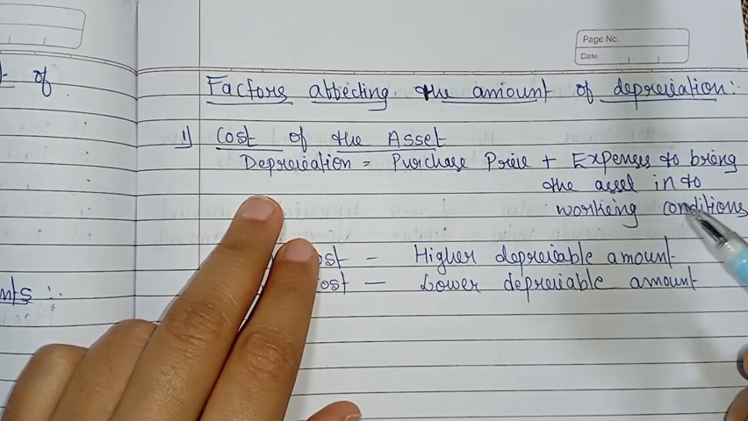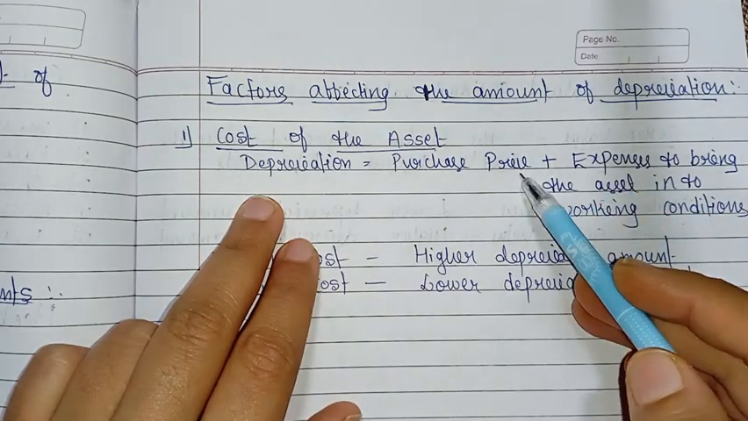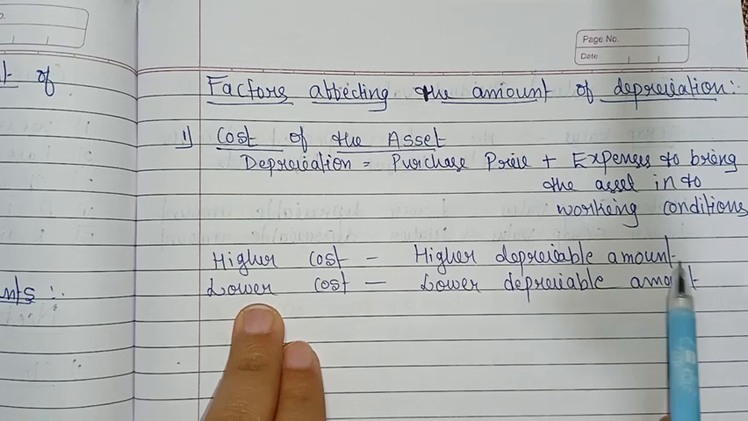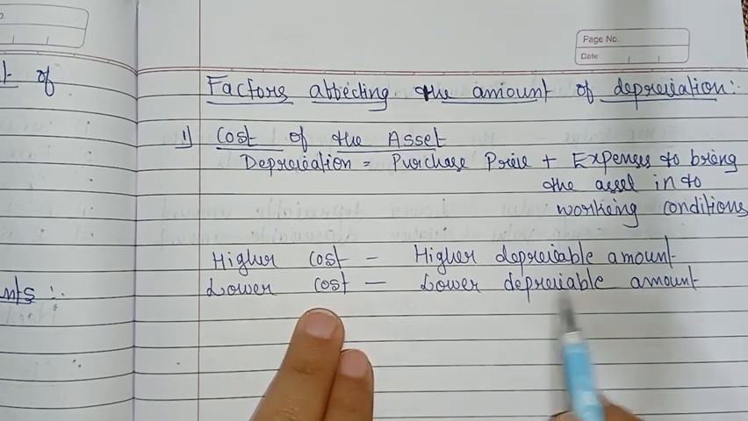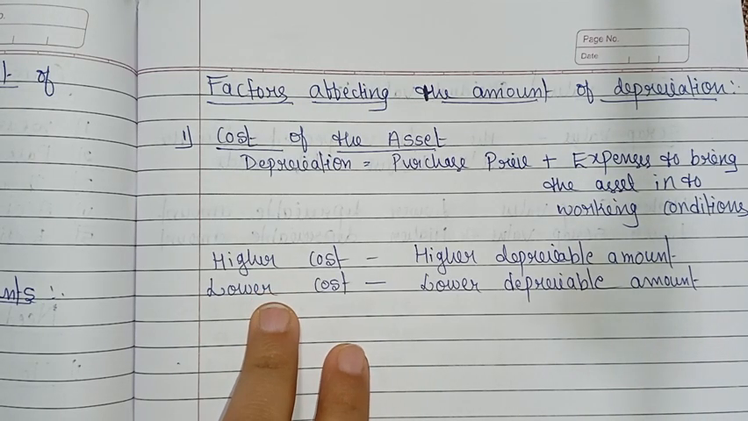How will we calculate the depreciation? Depreciation is calculated based on the purchase price plus expenses to bring the asset into working condition, like installation expenses or freight, etc. Here, higher cost means a higher depreciable amount, and lower cost means a lower depreciable amount. If there is a higher purchase price plus expenses, it results in a higher depreciable amount, and if there is a lower cost, it results in a lower depreciable amount.